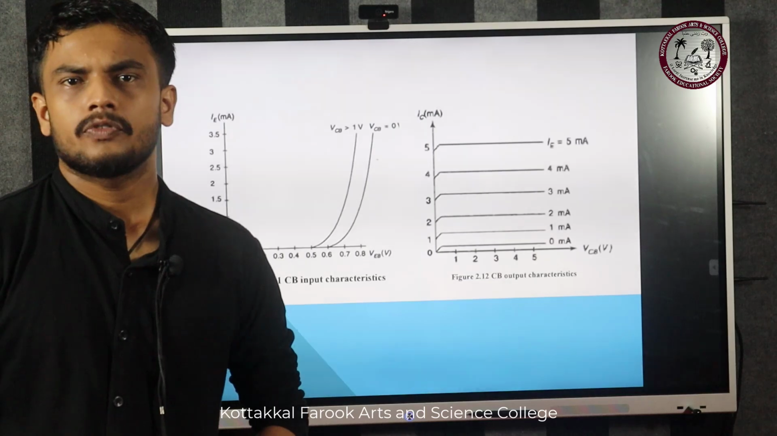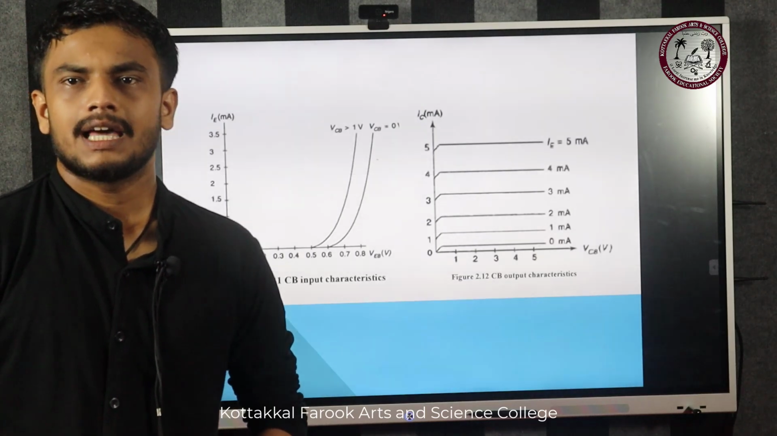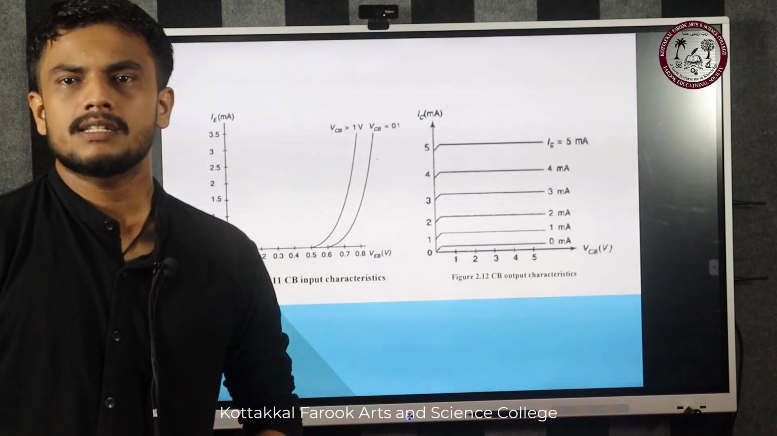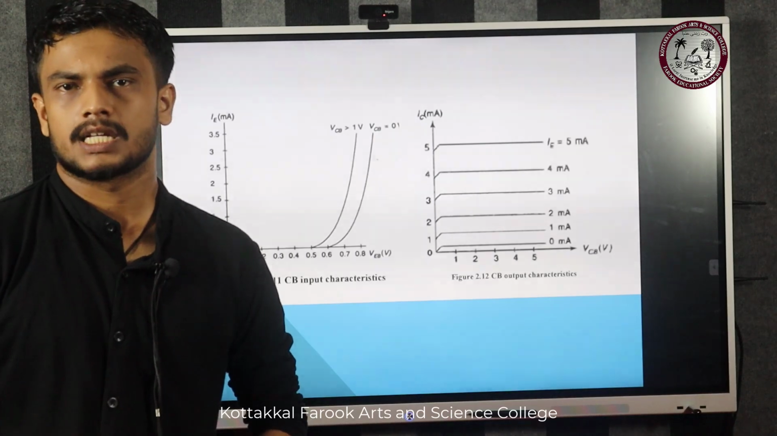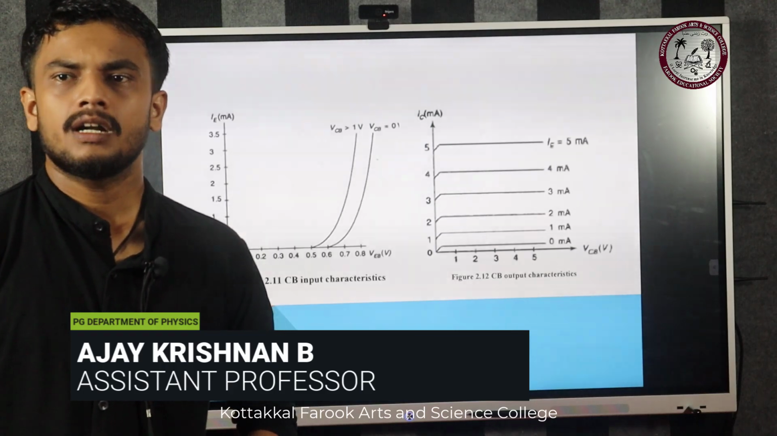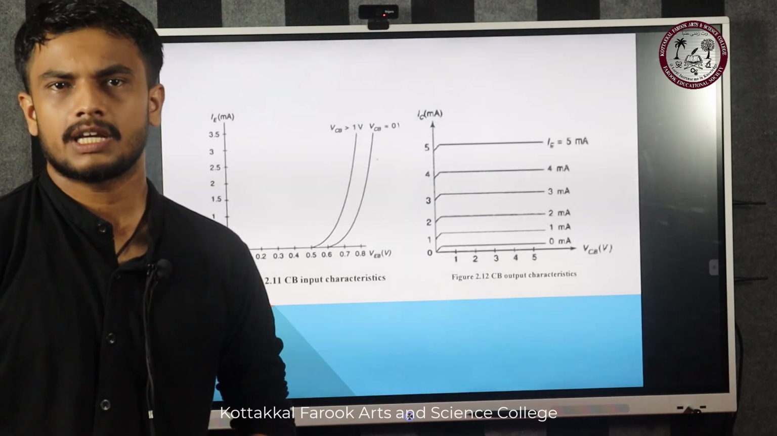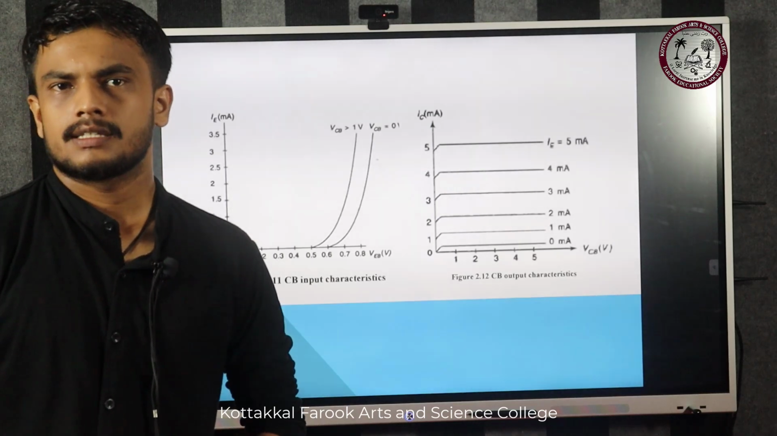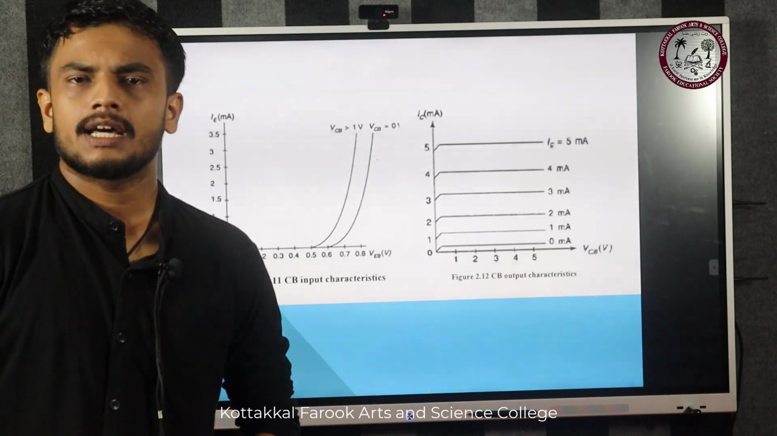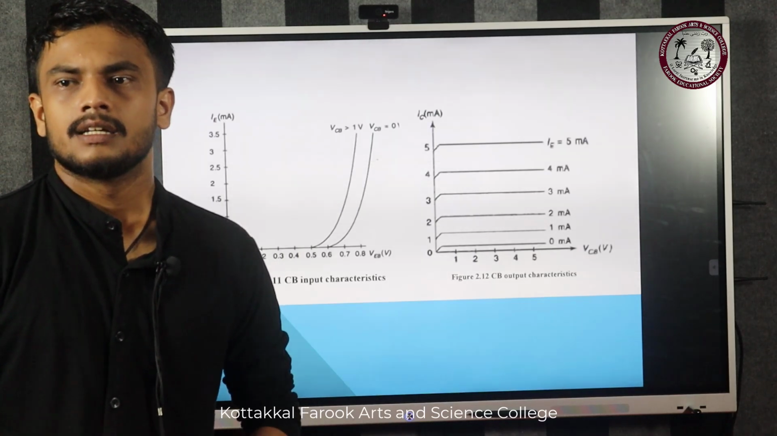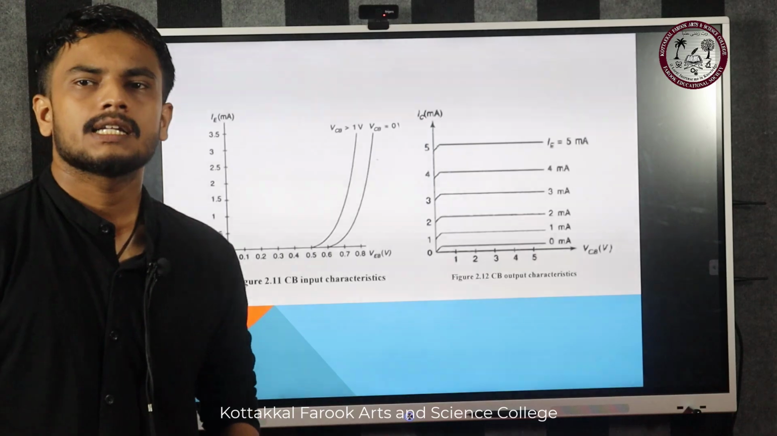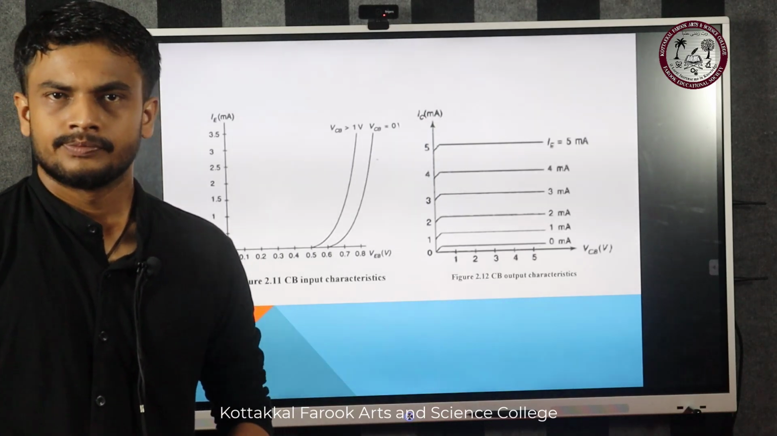The input characteristics of the common base give a curve like this, that is IE versus VEB, the emitter current versus voltage in the emitter base junction. These are the input current and input voltage. At a constant output voltage, we get the input characteristics, and for the output characteristics, the output current versus output voltage at a constant input current is found out. The curve is like this. We can see the difference between the input current and the output current in the graph itself.